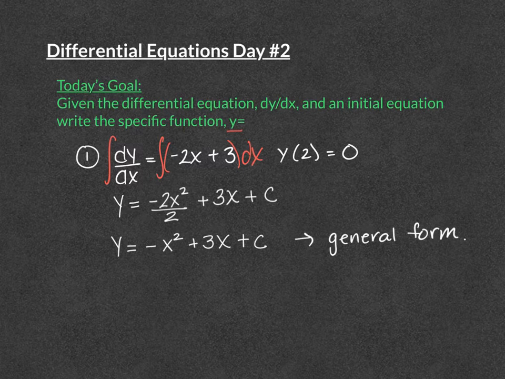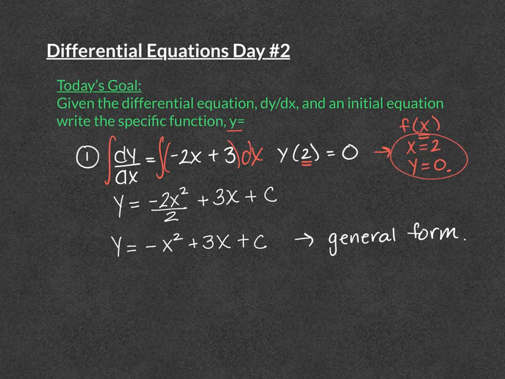My goal for today is to ask how I can use this information to find a value for c and then make a specific function. If they give us that y of 2 is equal to 0, what that really means is that the x value is 2 and the y value is 0. If I were to write it as f of x, the number on the inside is the x, and then the y value is 0. So we're going to use these two conditions and put them into this equation to solve for c.